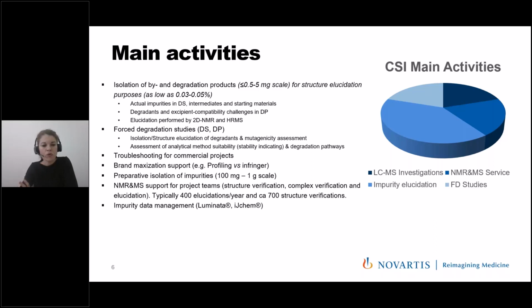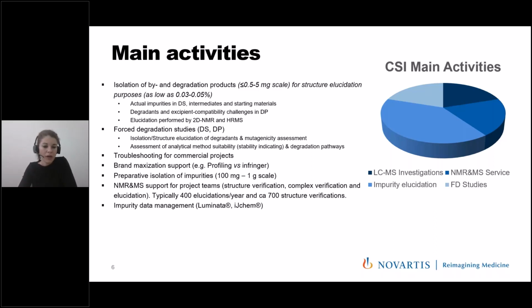In addition to that, we also perform routine NMR and MS support for project teams for structure verification, as well as more complex verification and elucidation of compounds that have been synthesized in the labs. And normally we are involved in around 400 elucidations per year and 700 structure verifications.